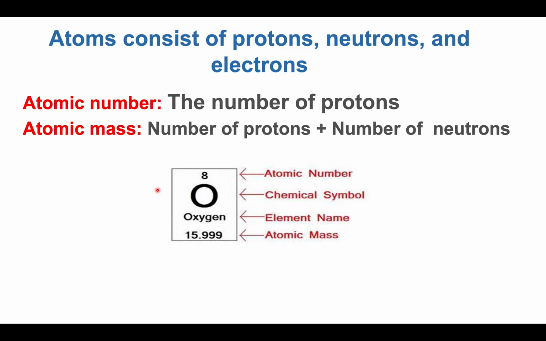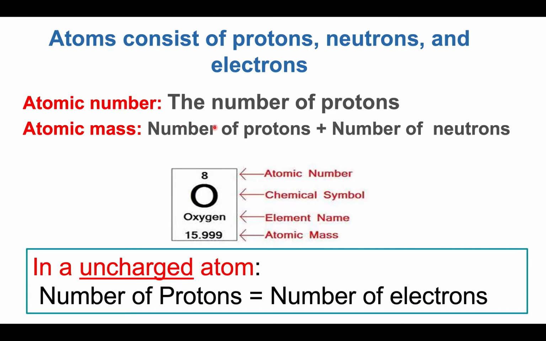Now, you may be thinking, well, what about electrons? Atoms are made of protons and neutrons and electrons, but we've only talked about two of them. Well, in an uncharged atom, the number of protons is equal to the number of electrons. All right, but you may be thinking, why does it only have to be in an uncharged atom that this is true? Well, let's learn a little bit more about atoms to find out why.